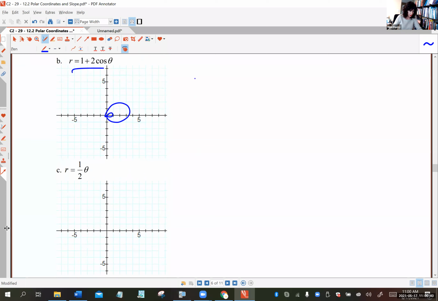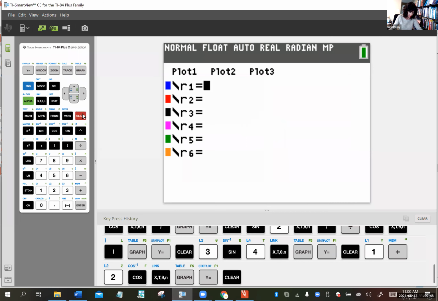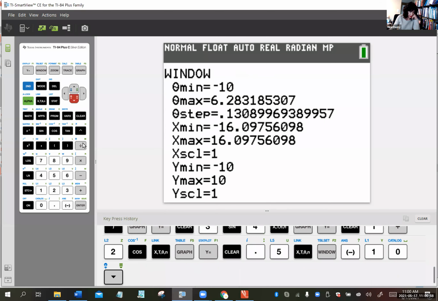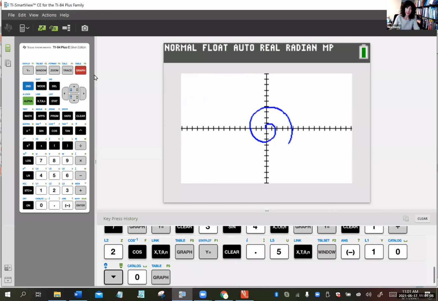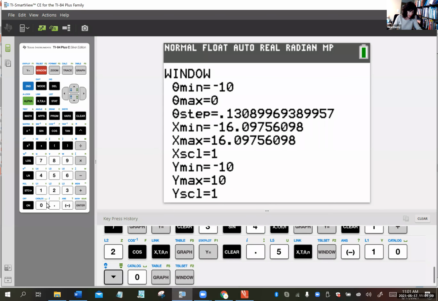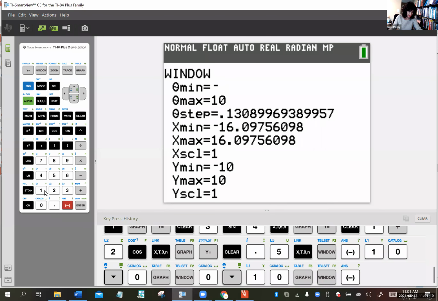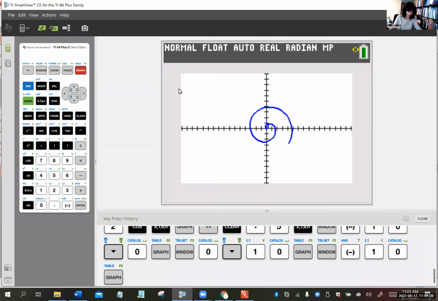Letter C, r equals 1/2 theta. Oh, this is cool. Let me show you this one. Before I do this one, what I want to show you is first have your window go from -10 as a theta minimum, and then 0 is your theta max. Watch this. Do you see how it spiraled in? And then change your window where your theta min is 0 and your theta max is 10. And then look at the graph. It spiraled out. So if your window goes from -10 to +10, it's going to spiral in and then spiral back out. Look at that. Isn't that fun?